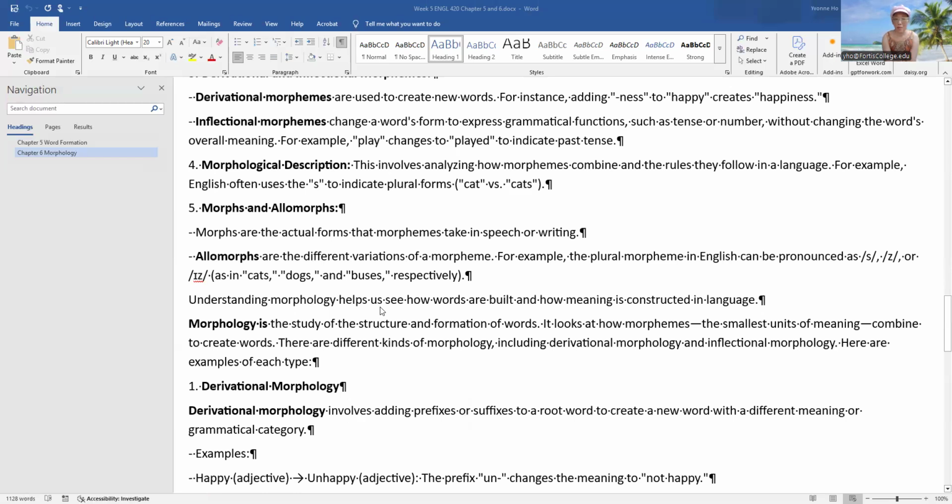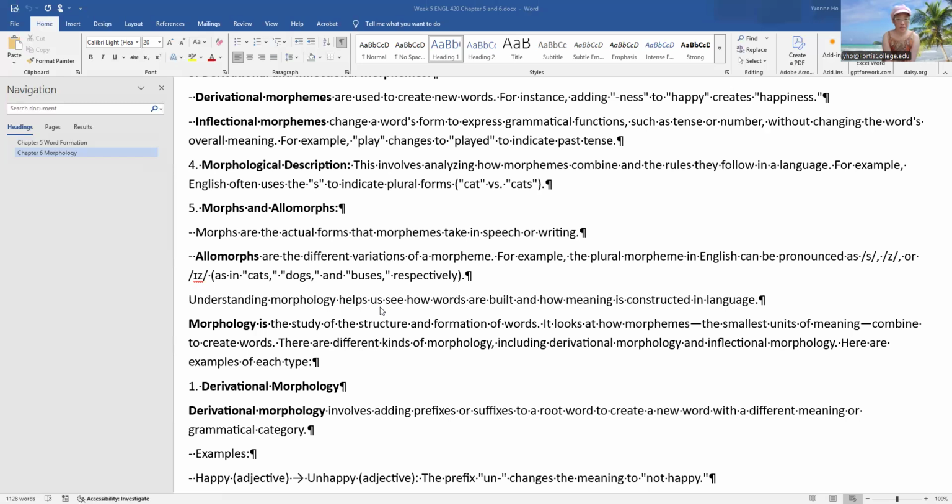Morphs and allomorphs. So morphs are the actual forms that morphemes take in speech or writing. Allomorphs are the different variations of a morpheme. For example, the plural morpheme in English can be pronounced s, or z, or iz, as in cats, dogs, and buses, so the iz as in buses.